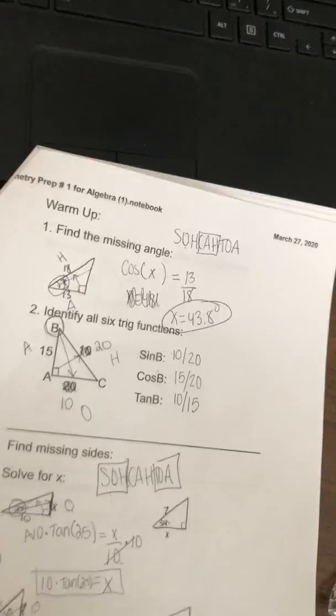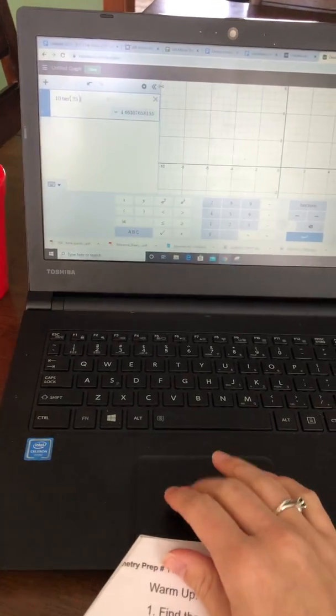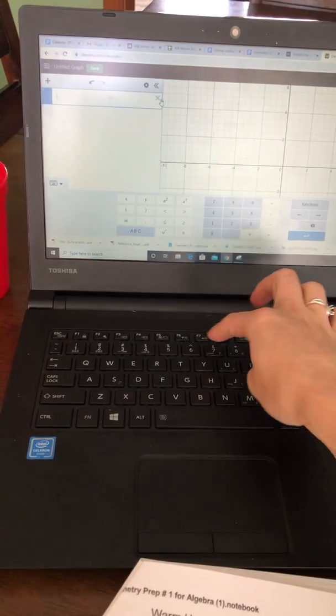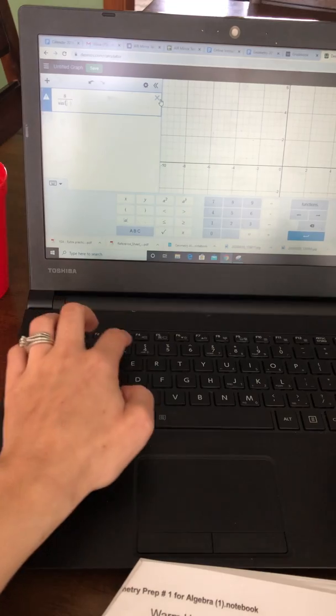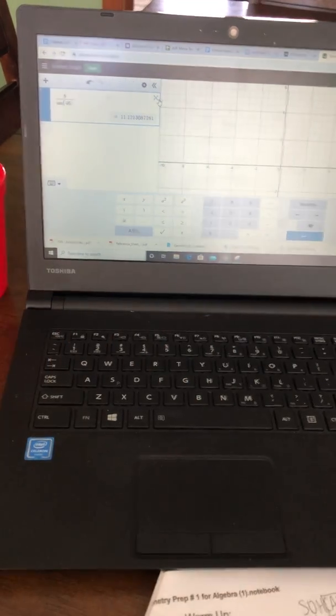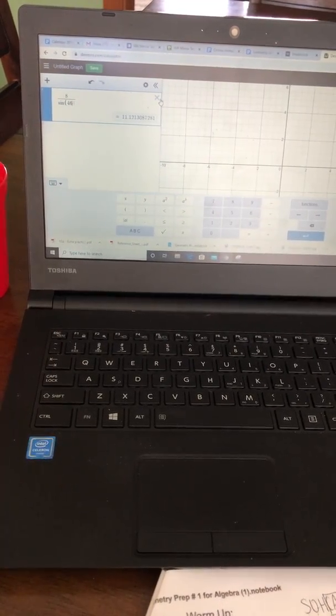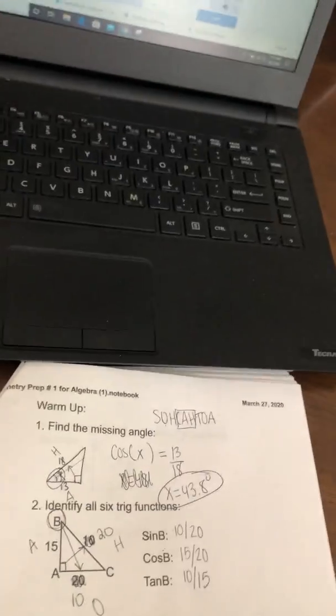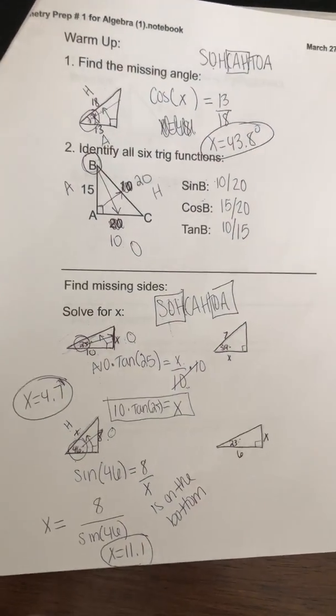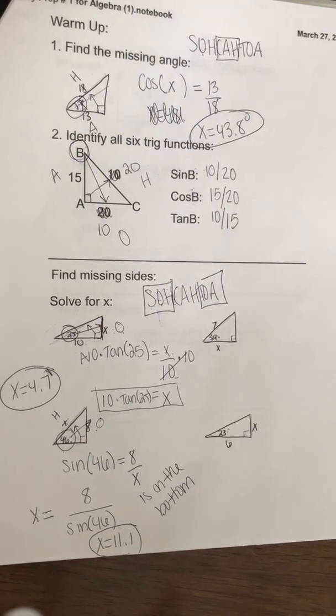So if I type that in, I'm going to delete this out, and it's 8 divided by sine of 46. That's 11.1, so X is 11.1. And again, I'm not putting the -1 with the sine because I'm not trying to solve an angle. Sorry. I was doing this smoothly. Okay. Got it. There we go. I'm not trying to solve an angle, I'm trying to solve a side.